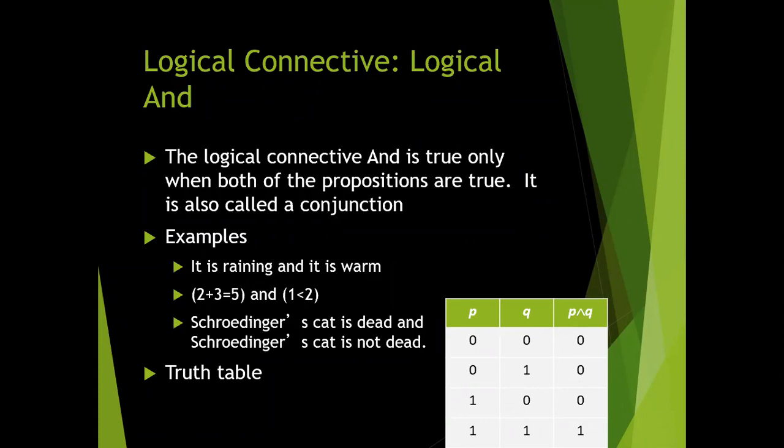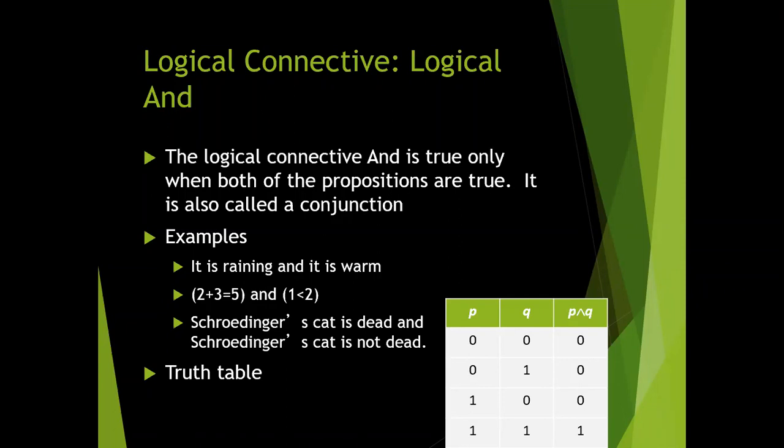For all the other values of P and Q, the condition P and Q will become false. Let's look at the truth table, taking some values of the propositions. For P: false, false, true, true. And for Q: false, true, false, true. Now let's check the AND connective.